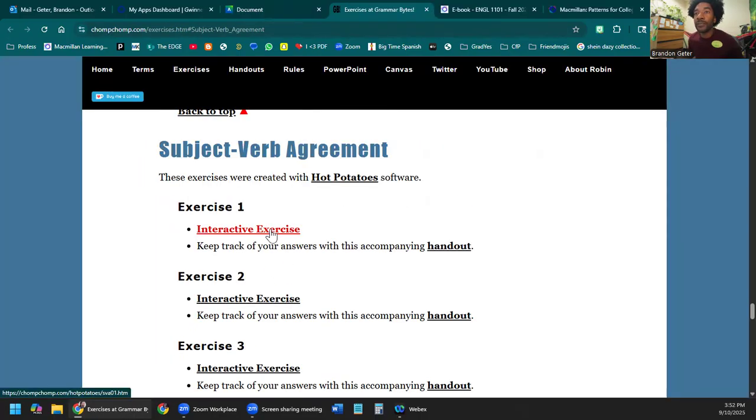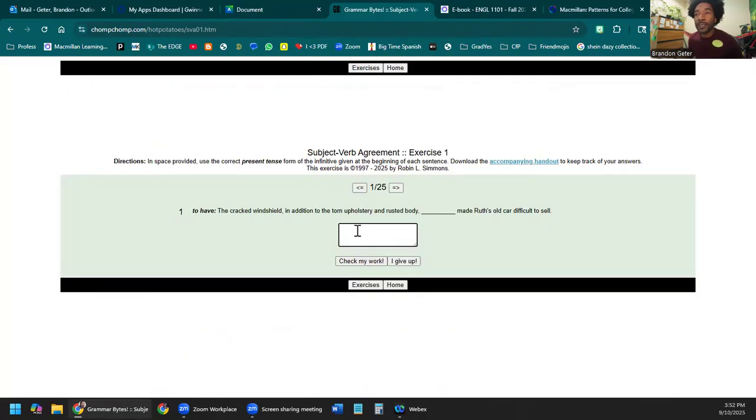And interactive exercise 1. Some of these are like fill in the blank. This is a fill in the blank one. Some of them are multiple choice. And they're different. They might do different things. Like if you get it right, it might throw confetti or something, but let's see what this one does. In this one, they give you the infinitive form of the verb, and then you have to put the conjugated form in the blank. So to have is an infinitive form. In English, it's usually like to, and then the base verb, that's the infinitive form.